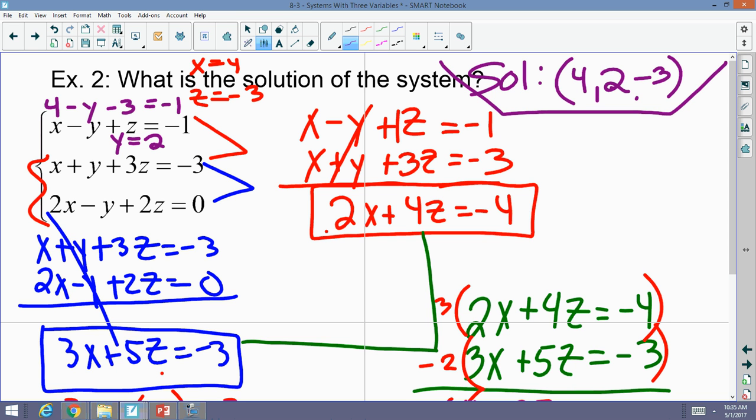So let's prove it. See what we got here. I got 4 minus 2 minus 3, negative 5 plus 4 is negative 1. It works. I got 4 plus 2, which is 6, minus 9, which is negative 3. And then I've got 8 minus 2 minus 6, which is 0. If one of them doesn't work, guys, then you messed up, my brothers.